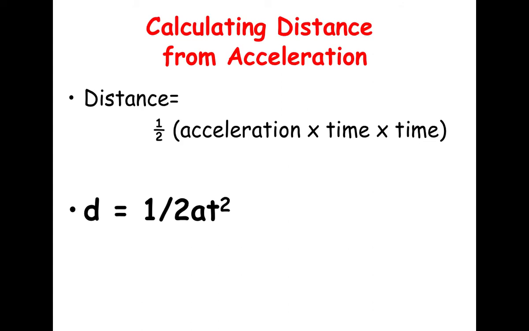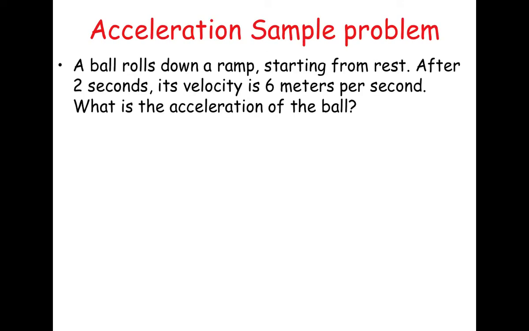So let's take a look at a practice problem here. We have a ball that is rolling down a ramp and it's starting from rest. After 2 seconds, its velocity is 6 meters per second, and we're trying to find the acceleration of the ball. So if we remember our formula, we have a equals vf minus vi divided by t.